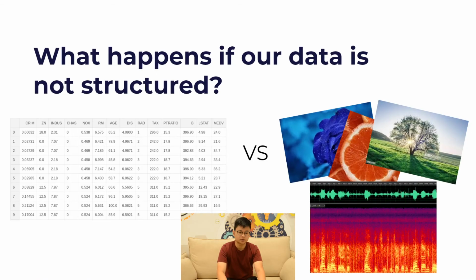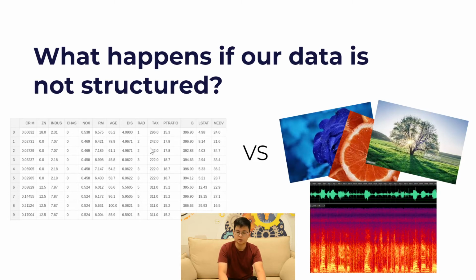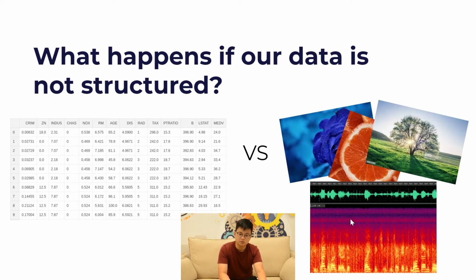So you have this particular data, which is tabular data, very structured, and then on the other hand you have unstructured data. You have images on one hand, and you have audio data. You have an audio spectrum that may constitute a higher degree of complexity compared to this more structured data.